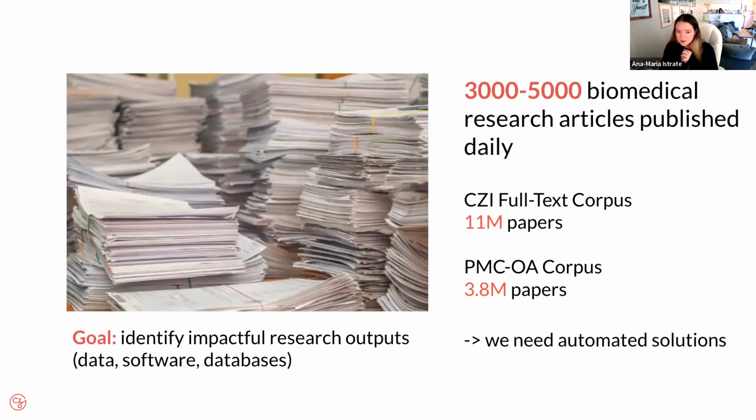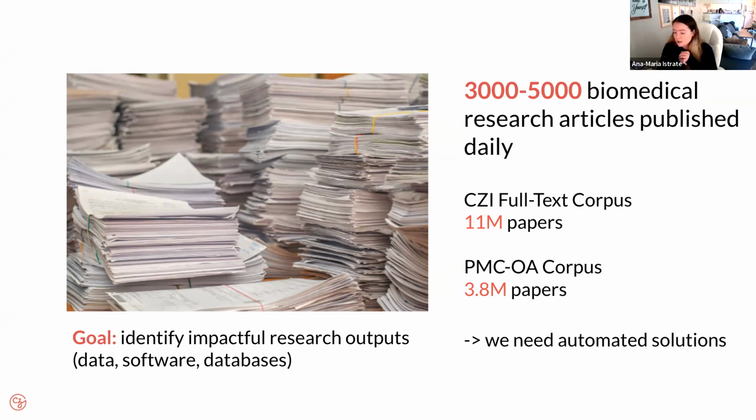So this brings us to the second challenge we have, which is a challenge for us, but it's a good thing, that there's a lot of biomedical research being done, which is great because people are tackling lots of really impactful problems. But it's estimated you have around 3,000 to 5,000 biomedical research articles published daily. So when you want to extract this information, what's the impactful software or data set, you can't do it manually. There's no way to do that manually.